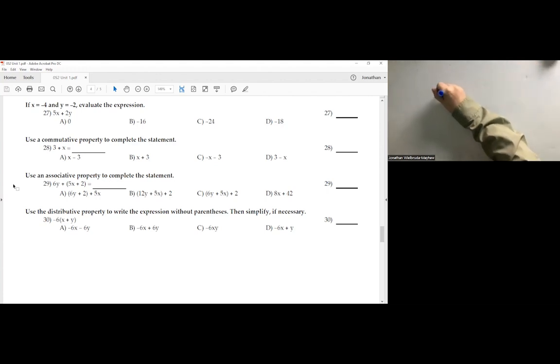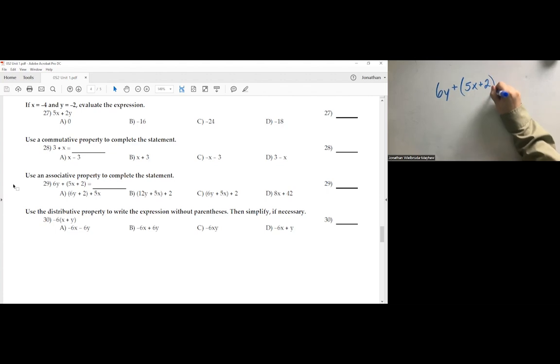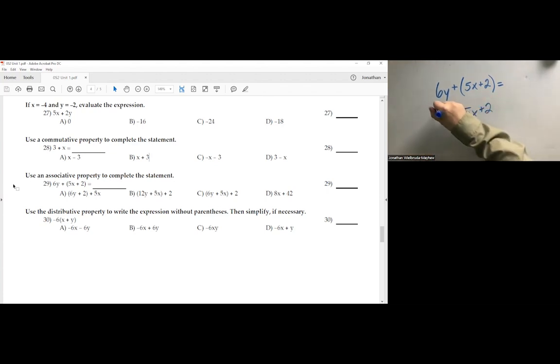Number 29. We're given 6y plus, in parentheses, 5x plus 2. We want to use an associative property to complete this statement. The associative property, associate, group. This is the one where we change the grouping. So instead of the parentheses being around 5x plus 2, we put them around 6y plus 5x.